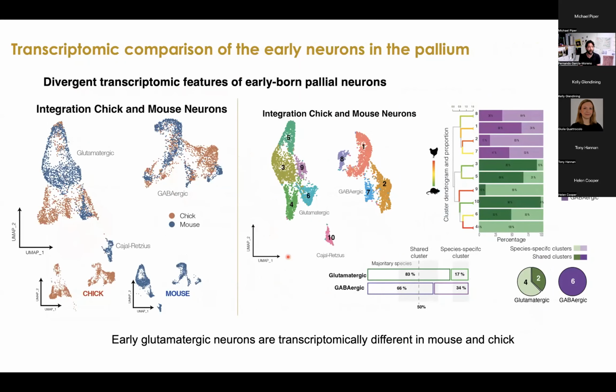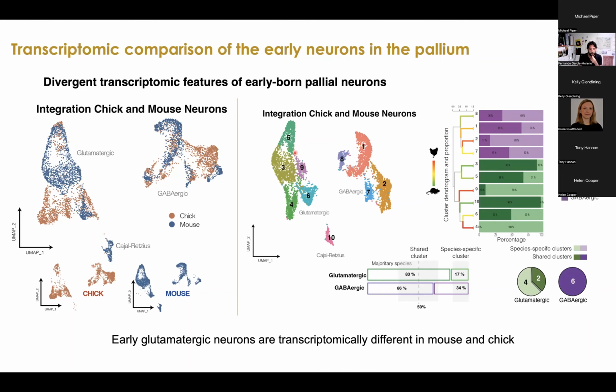So when we integrate, for instance, these two datasets, what we see is that there is a nice integration of the GABAergic cells coming from the two species. Of course, there are some differences. These are mainly chick GABAergic cells, which are not similar to mouse cells. But when we go to the glutamatergic side, there is a complete lack of intermingling. Some clusters are intermingling here or there, but the main bulk of glutamatergic neurons, including Cajal cells, are not intermingling. This suggests that these cells are not transcriptionally similar.